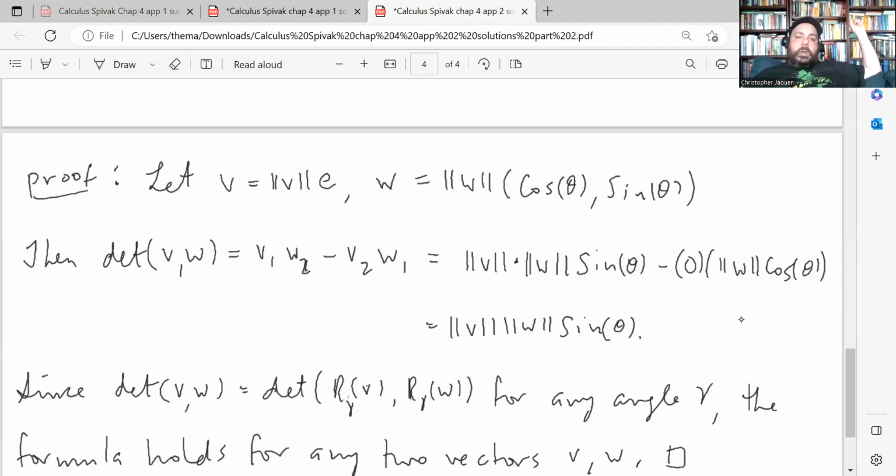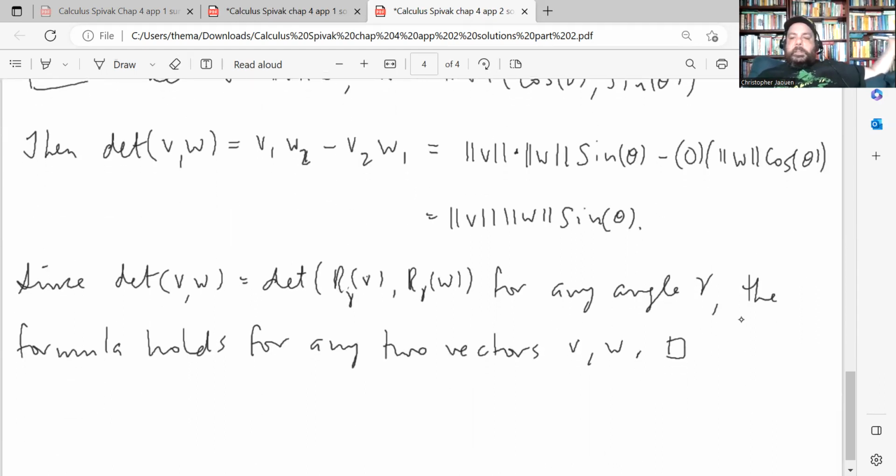which is equal to length V times length W times sine theta minus 0 times length W cosine theta. And when you simplify that, notice you get length V times length W times sine theta, and that's it, right? And then finally, since the determinant's not affected by rotation, this is true in general, right? So that's it. Those are all the problems basically for the appendix.